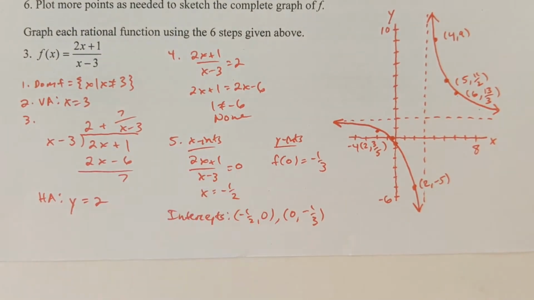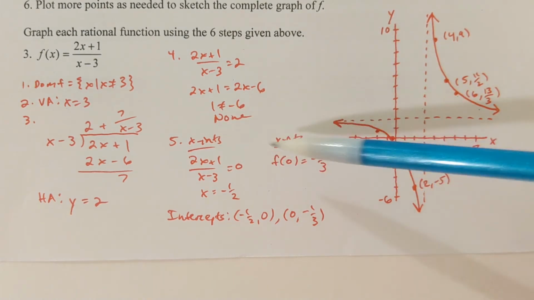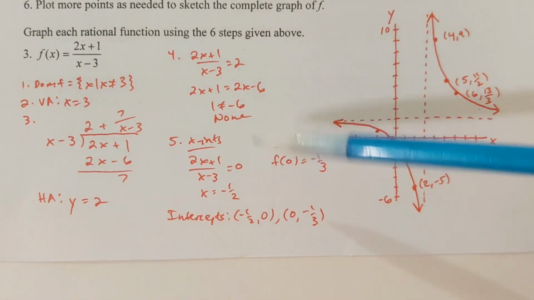For the next couple of problems, we're going to graph each rational function using the 6 steps given above. Make sure that you leave enough room there. I tried to leave you enough room if you're writing this down.